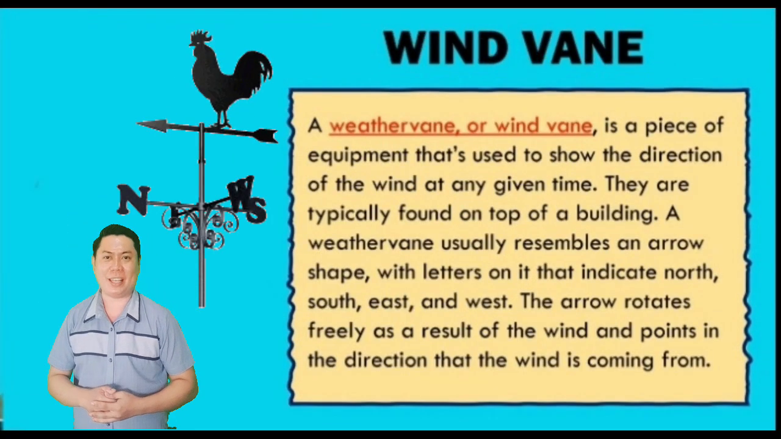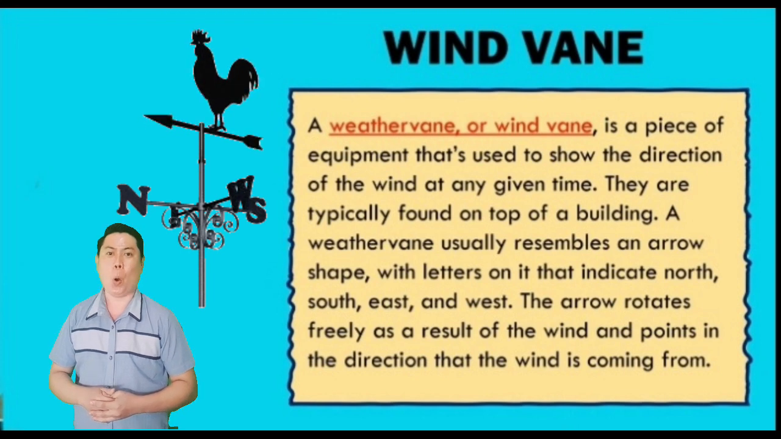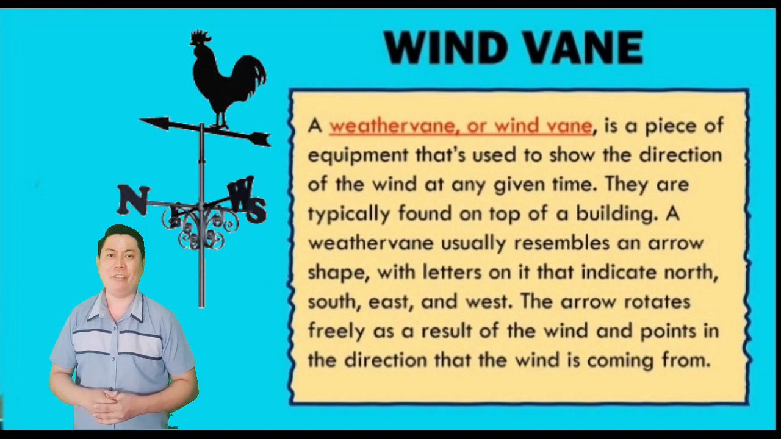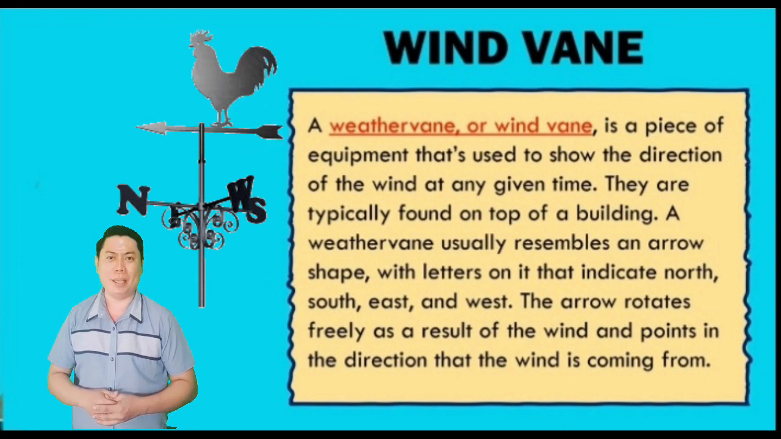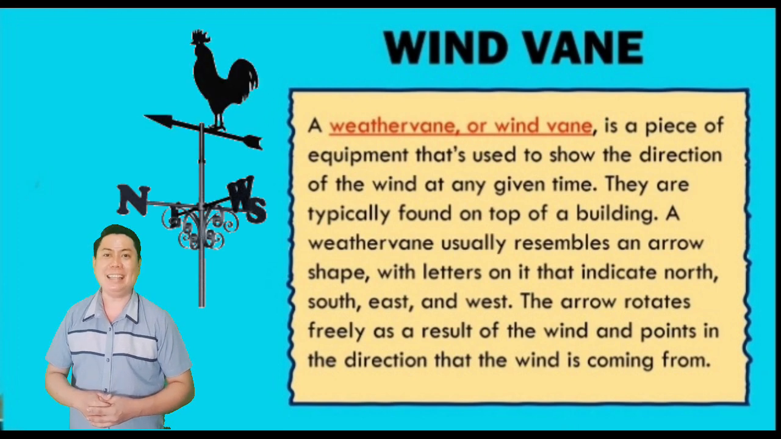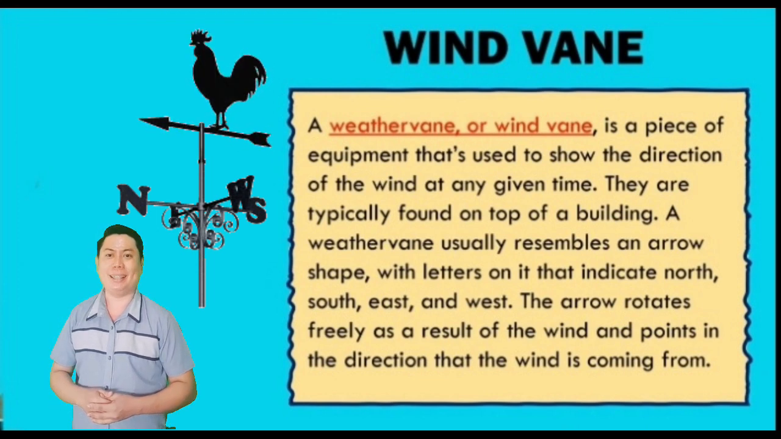What is a wind vane? A weather vane or wind vane is a piece of equipment that's used to show the direction of the wind at any given time. They are typically found on top of a building. A weather vane usually resembles an arrow shape with letters on it that indicate north, south, east, and west. The arrow rotates freely as a result of the wind and points in the direction that the wind is coming from.